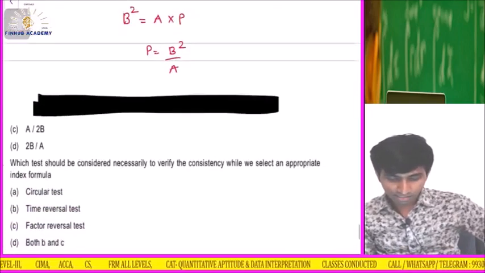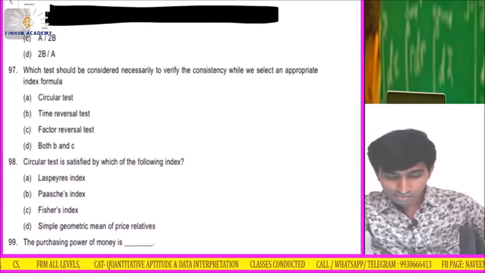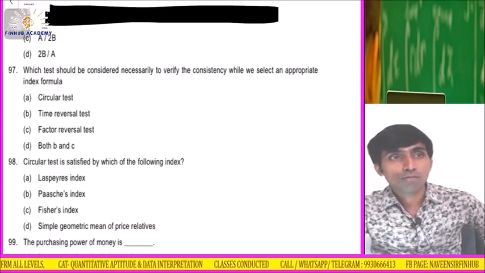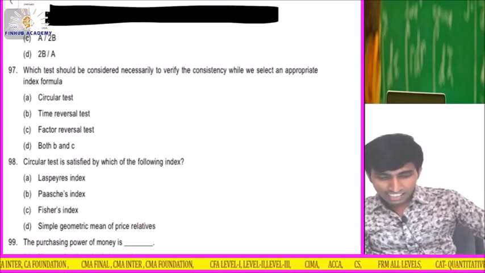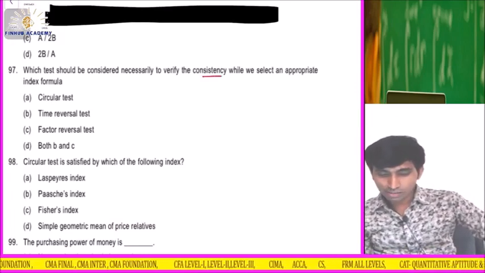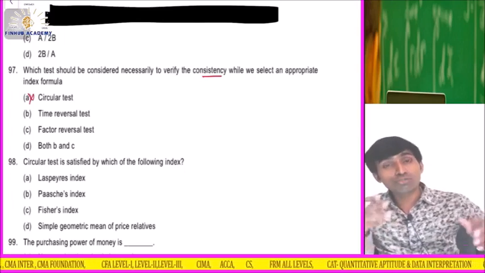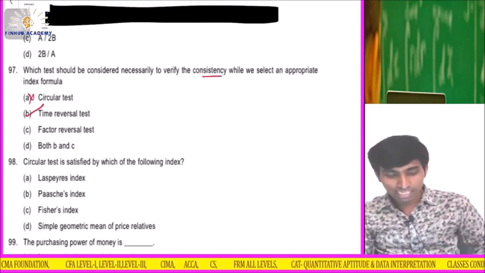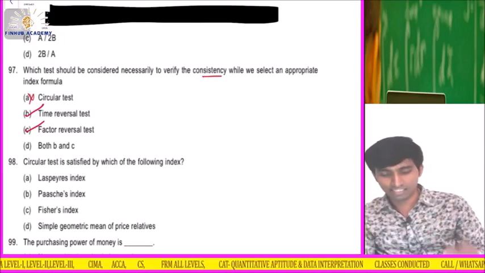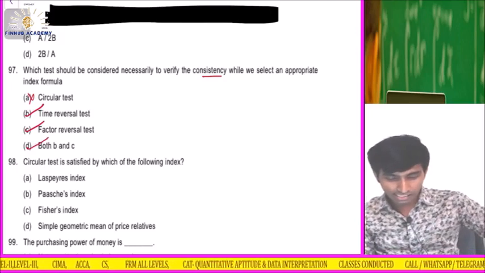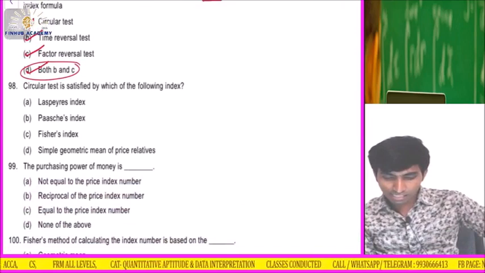Which test should be considered necessary to verify consistency while we select an appropriate index formula? Not circular. Time reversal, yes. To check consistency, what we do is the time reversal test: we reverse the time and check the data. Factor reversal, yes. Price and quantity are interchanged. So both B and C. The answer is D.